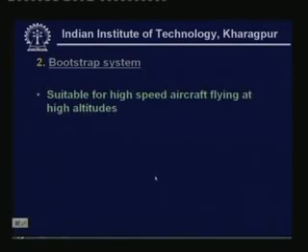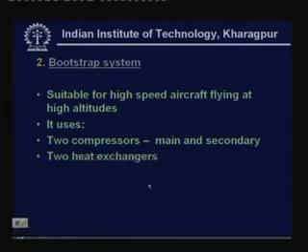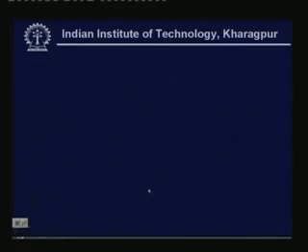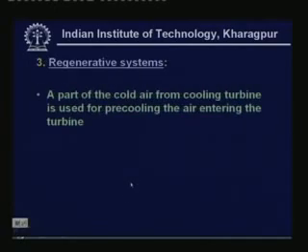So, as I said, it is suitable for high speed aircraft flying at high altitude. It uses two compressors, two heat exchangers, and is not suitable for ground cooling. The other system is what is known as the regenerative system. I will not explain this system in detail, but I will just tell you briefly.